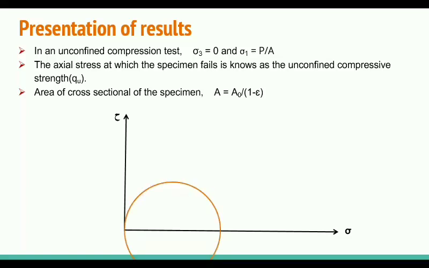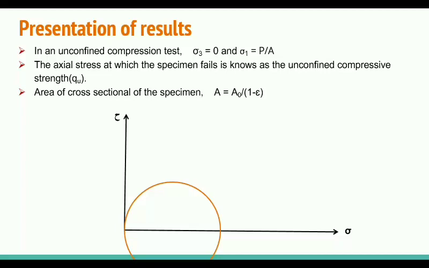So now we have the two coordinates that we can locate, and by locating the two coordinates we have the two principal stresses, the minor principal stress and the major principal stress. By knowing those two principal stresses, we can draw the Mohr circle. So sigma 3 is 0. What is sigma 3? Sigma 3 is the minor principal stress, and sigma 1 is the major principal stress.